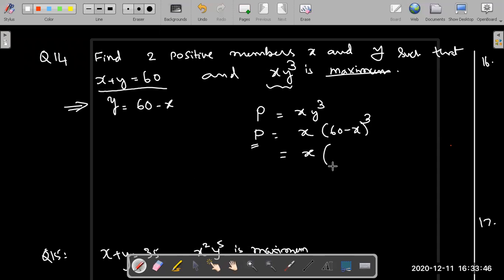We can do that way also, or we can do x to the inside. Is that the better one, or is the UV rule? I think the best is the UV rule. We'll go with the UV rule. So dp by dx equal to, using the UV product rule.